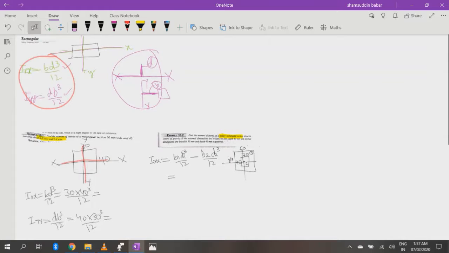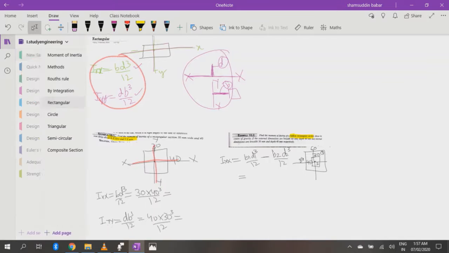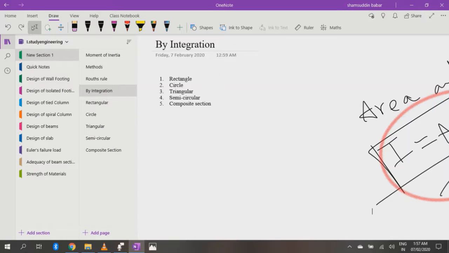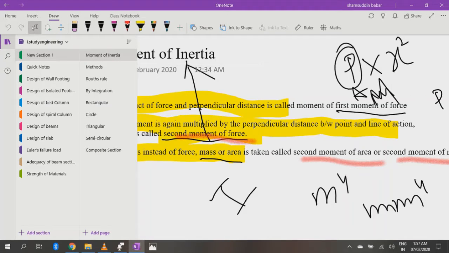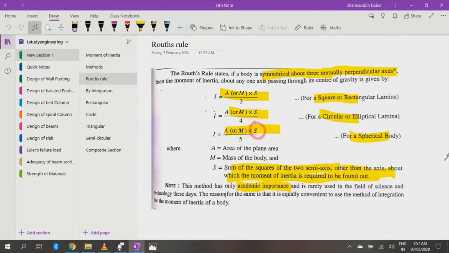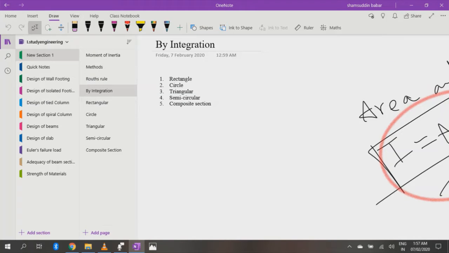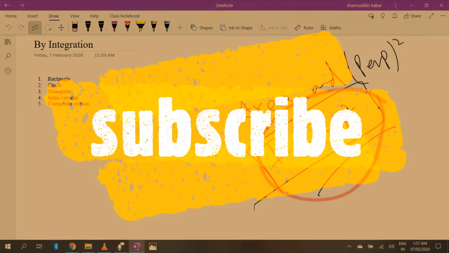As this video is getting a bit longer, I will explain the circle, triangular, semicircular and composite sections in the next video. We have learned what moment of inertia is, what moment of force is, what its units are, how to denote it, what the methods are, the routh method, integration method and rectangle. In the next video we will proceed to the other four types, how to calculate the moment of inertia of circular, triangular sections, etc.